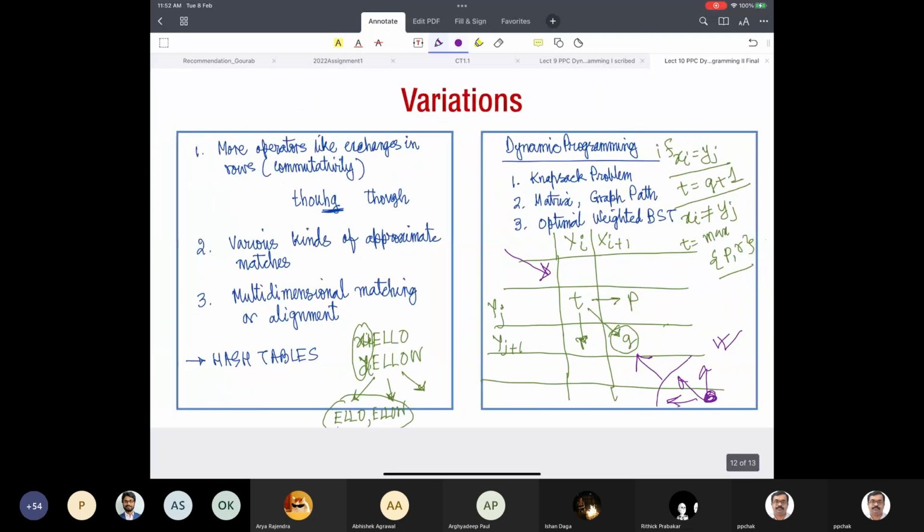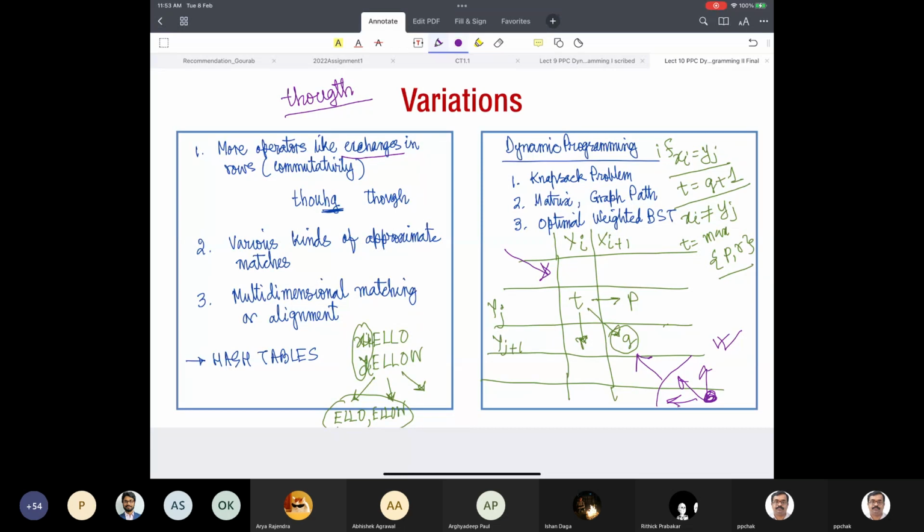So there are more variations. Variations mean, we did not allow exchange. Many of your typos, if you note down, are like this: THOUGTH, isn't it? When you type, your typos often get interchanged. So how would you allow costs for exchange? Because that is a common mistake. That is a very interesting thing.